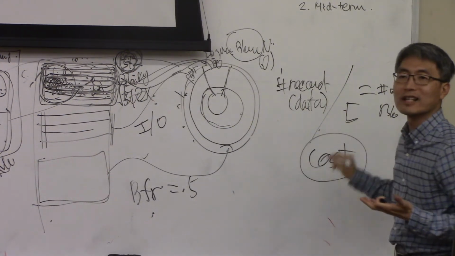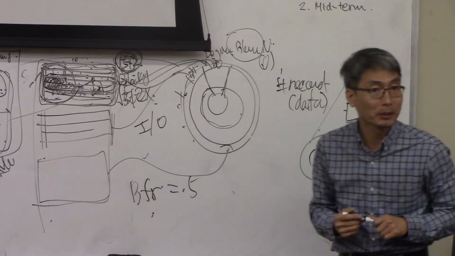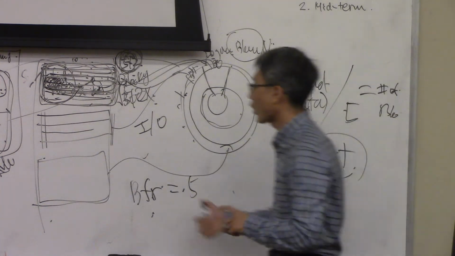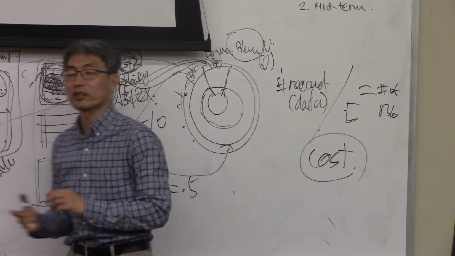Later we will use this cost for query optimization also. So this is a blocking factor. So now we can understand that.